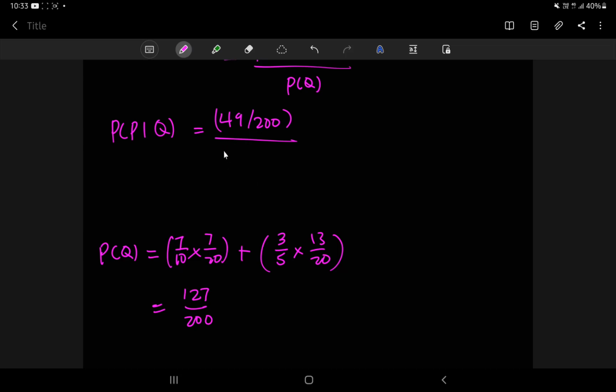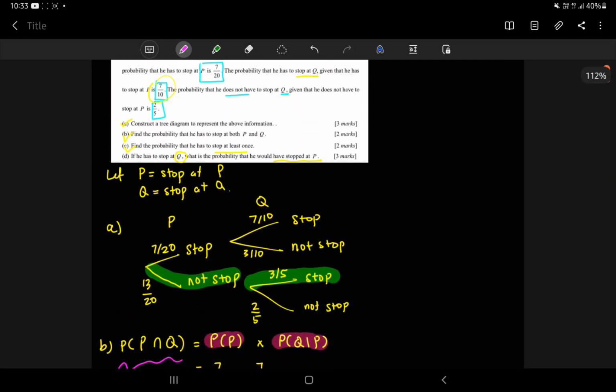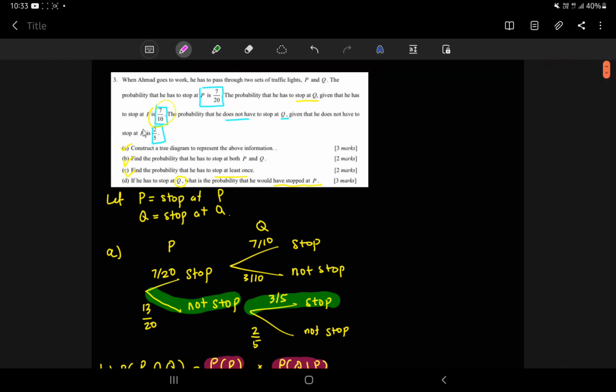So we substitute into here: 49 over 200 divided by 127 over 200 is 49 over 127. Okay, we have done all four questions, A to D.